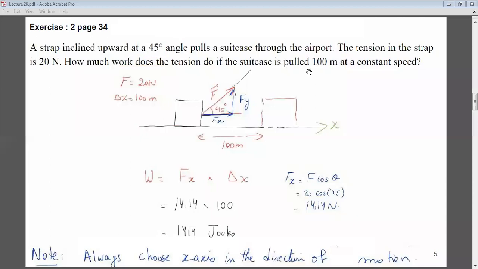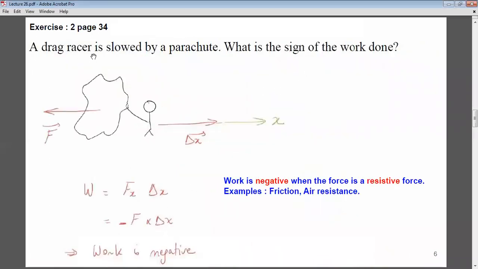Let's do one more exercise on work. A drag racer is slowed by a parachute. What is the sign of the work done? So this guy is moving forward and there is a force which is slowing him down. The parachute. If it's slowing him down, then the force is in the opposite direction, and he moves some certain distance delta x.